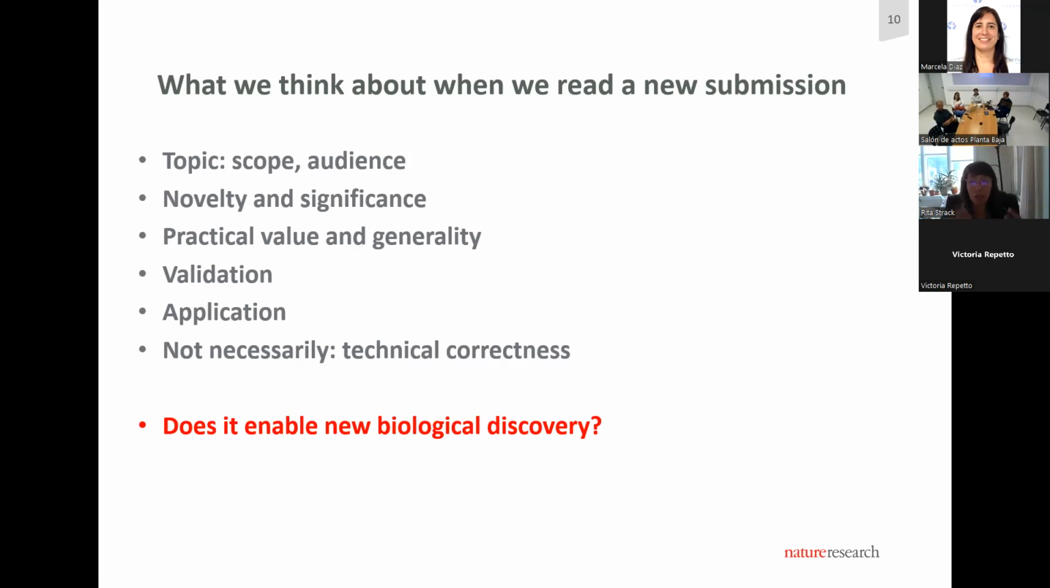And so for us in Nature Methods in particular, a big overarching question that we keep in front of mind when we read every paper is, does it enable new biological discovery? Can we learn something that we couldn't learn before? And the answer to this question has to be yes. So that's really our bar. You have to be able to learn something new.